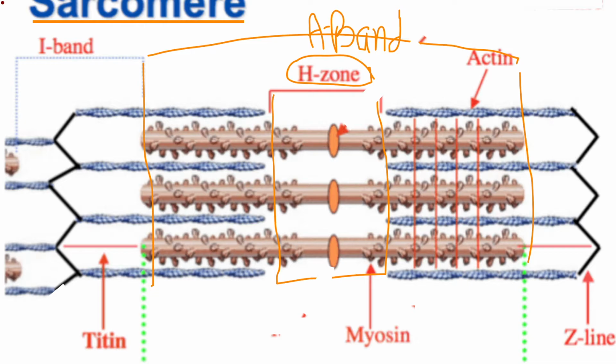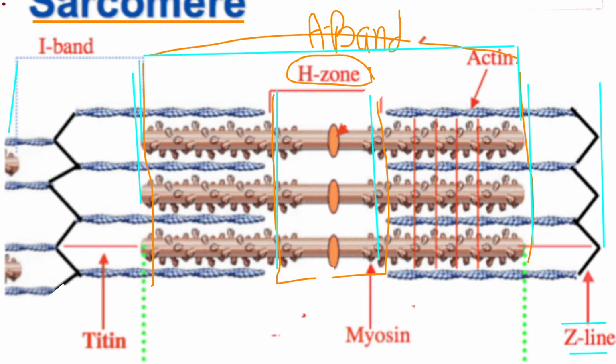Okay, the A band, right, that has actin and myosin. The H zone in the center where there is no actin. And over here, the I band where we have no myosin. And in the center of the I band is the Z line. This is a sarcomere, one contractile unit of striated muscle.